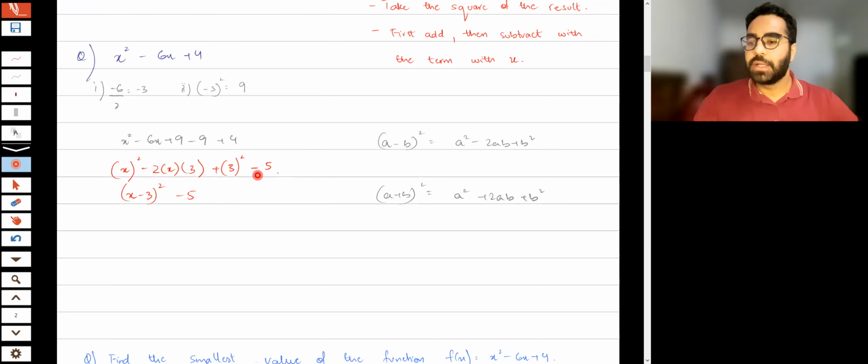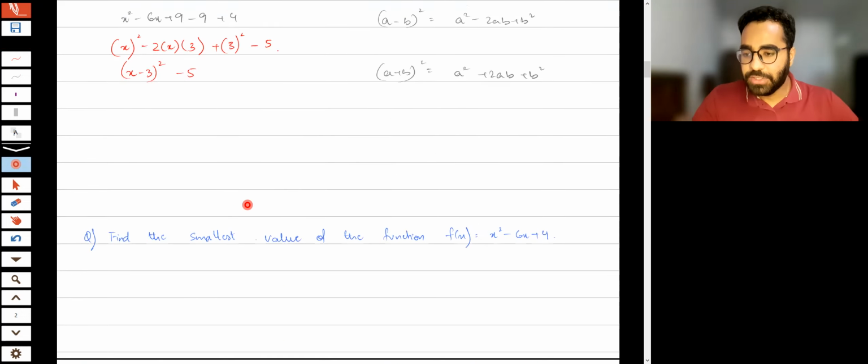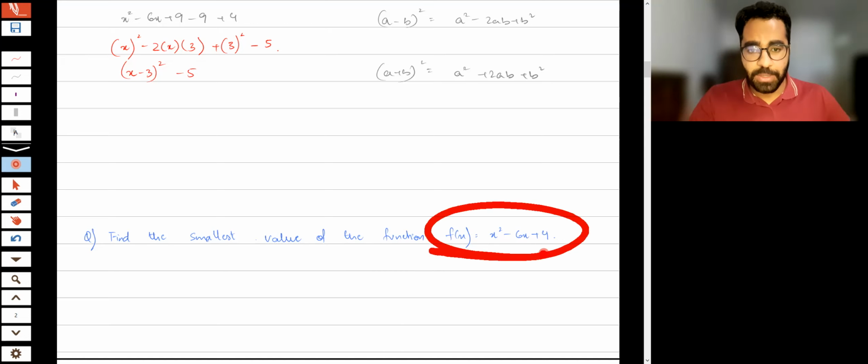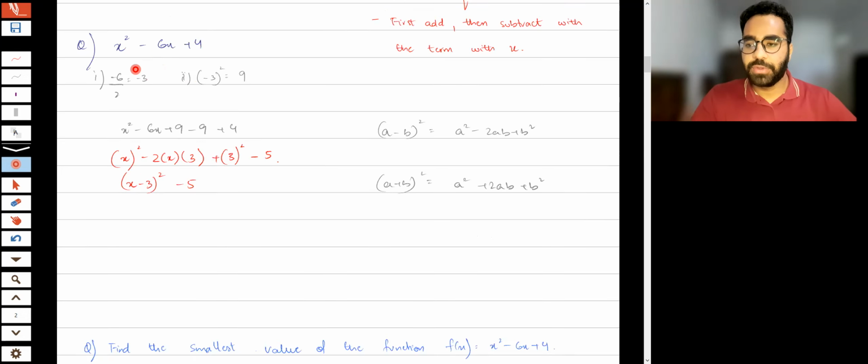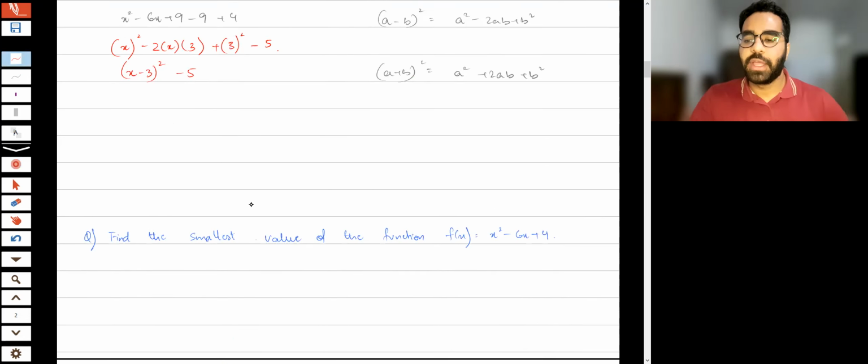The question is saying, find the smallest value of the function f(x) equals x squared minus 6x plus 4. If you have to find the smallest value of this minima, you're going to convert this to a completed square form first. We have already done that. The equation I had here was x squared minus 6x plus 4, and the completed square form is (x minus 3) whole squared minus 5.